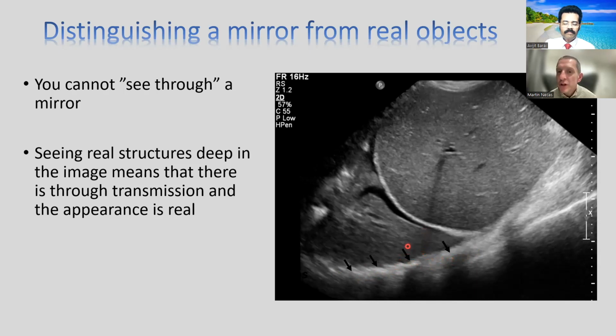So seeing through the object is key to confirm that this is real, because you cannot see through a mirror. I often tell people, look, it's like looking in your bathroom mirror in the morning. If there's a cockroach on the back of the mirror, you will never know. You cannot see through a mirror.